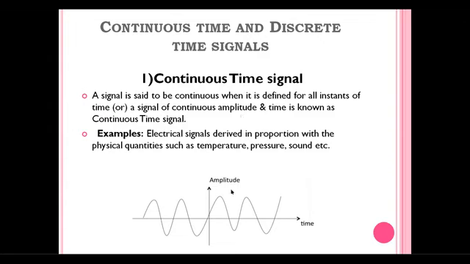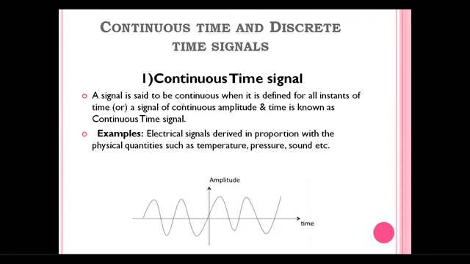The sine wave and cosine wave are examples of continuous time signals. So what is the definition? A signal is said to be continuous when it is defined for all instants of time. That is, a signal having continuous amplitude and continuous time is known as a continuous time signal.